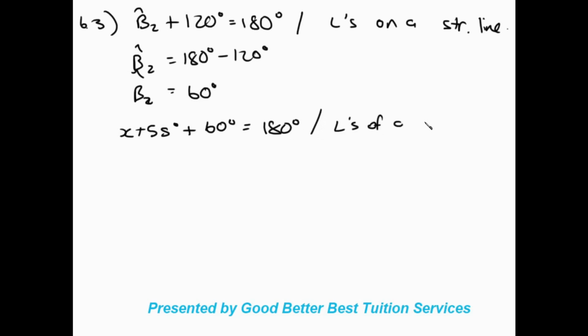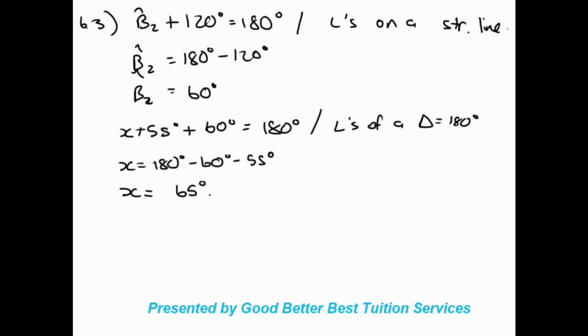Reason: angles of a triangle equal 180 degrees. Cool. So now we just work out x. We say x is equal to 180 degrees minus 60 degrees minus 55 degrees. And this gives us a final answer of x is equal to 65 degrees. Cool. So this is just one way we can work it out.